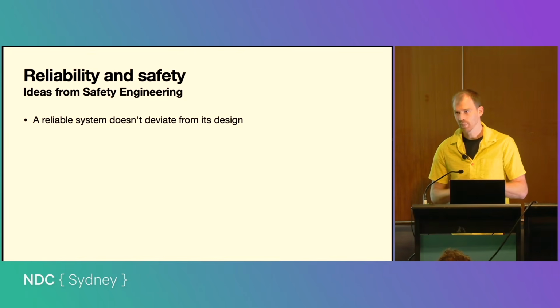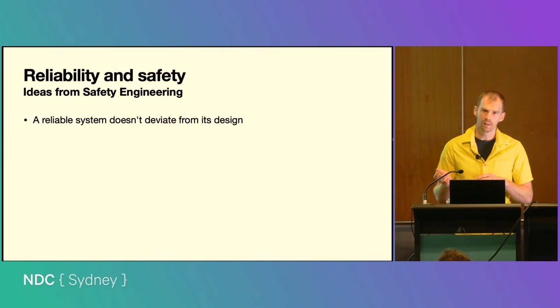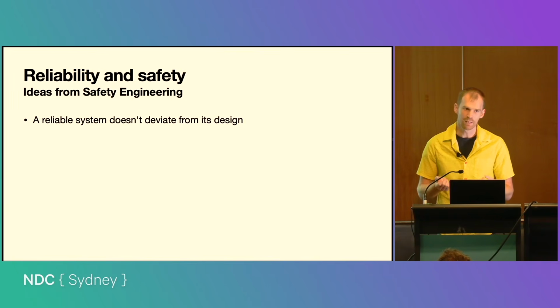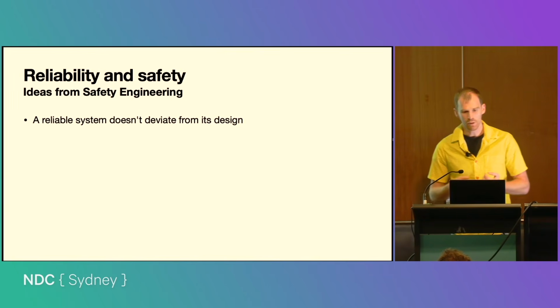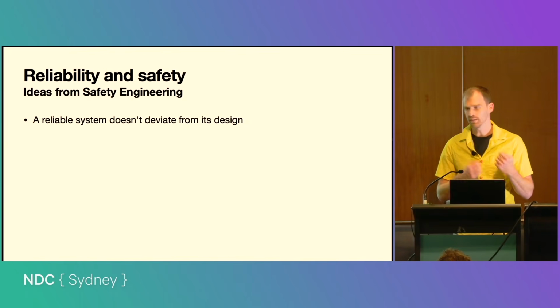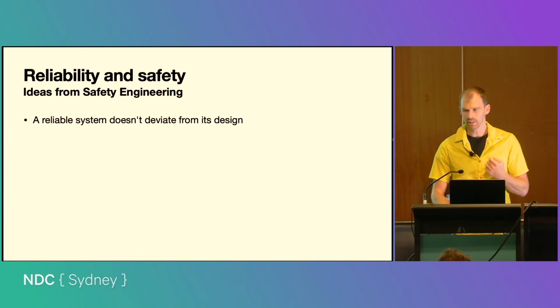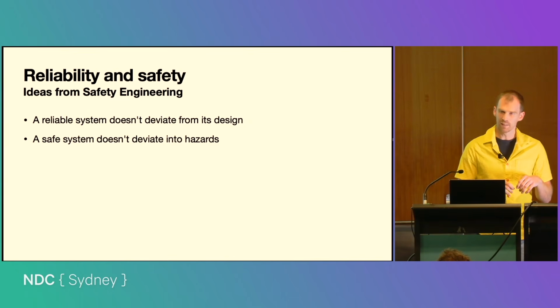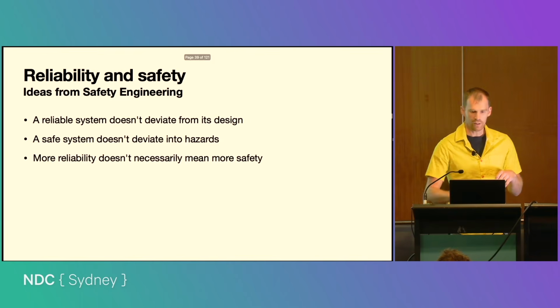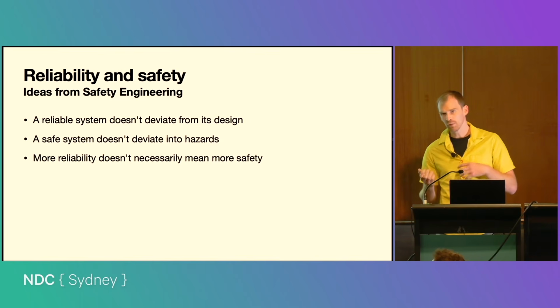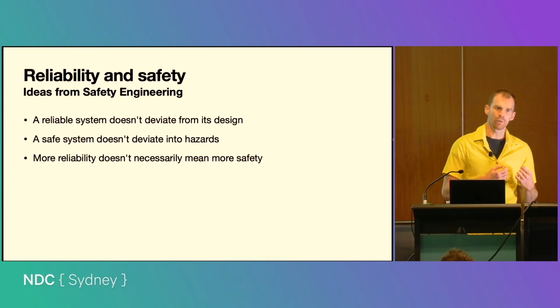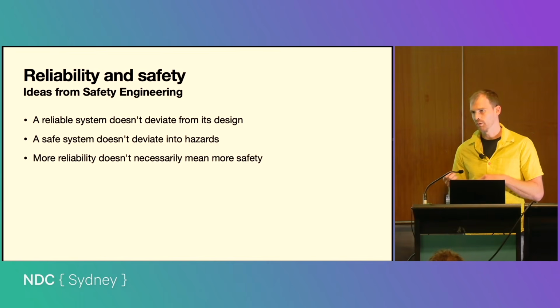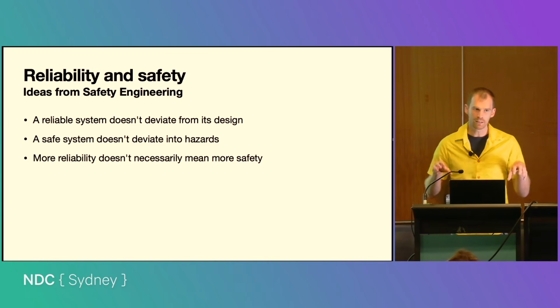Reliability is a term that we throw around quite a lot. In safety engineering, it has a specific definition as well. And so a reliable system is one that doesn't deviate from its design. It does what it's supposed to do the same way all the time. A safe system doesn't deviate into hazards. And so as software engineers, this can be difficult for us to accept, but increasing system reliability doesn't necessarily increase system safety. These are actually distinct properties.